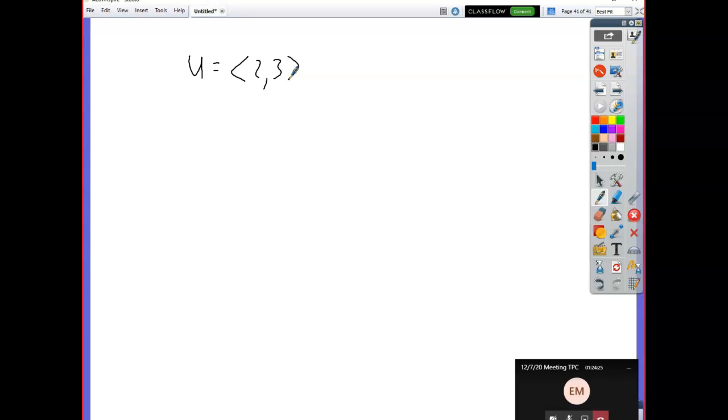Now, let's say I wanted to walk this vector 4 times. This vector u, I want to do it 4 times. Okay. What would it become? 8 and 12. How'd you get that? I just multiply both by 4.